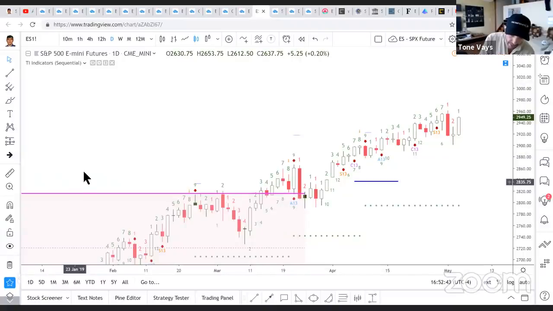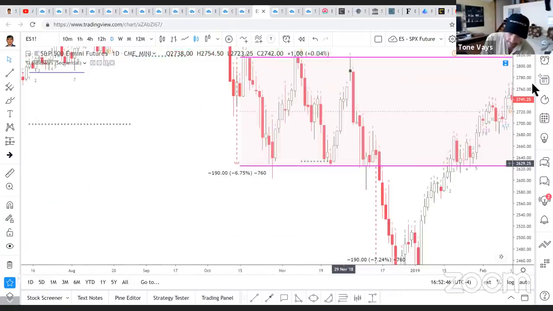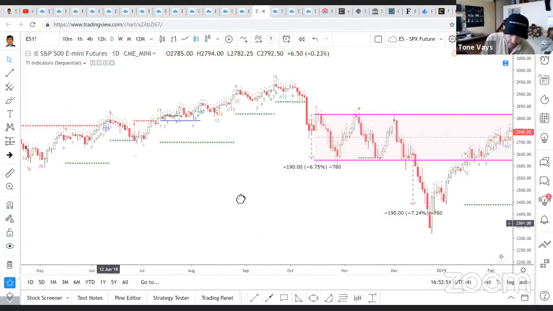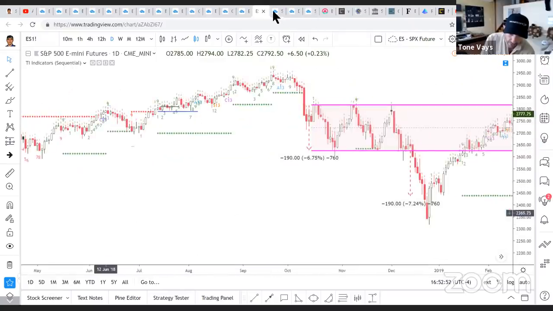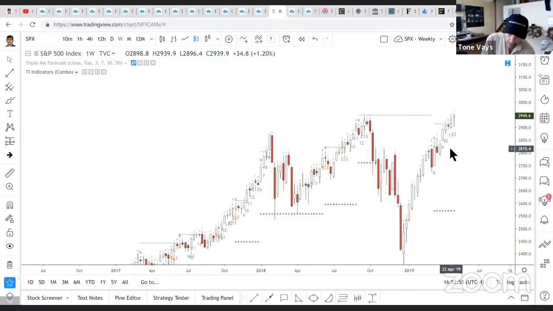Here is the daily S&P, and here's the daily S&P. And when we started to go up, well, you know what? Let me look at the weekly S&P. Look, the weekly S&P has gone straight up since this low.